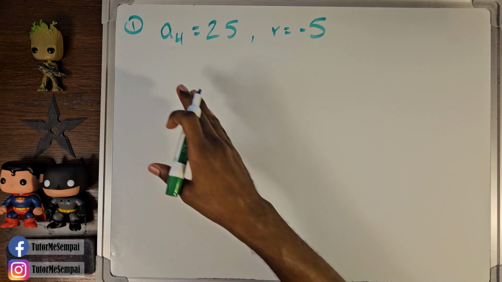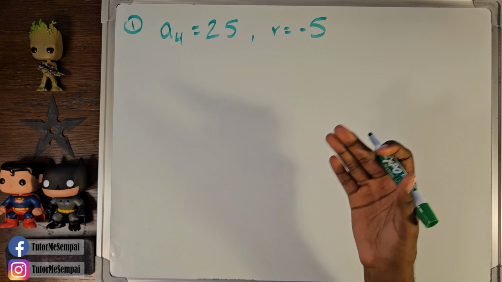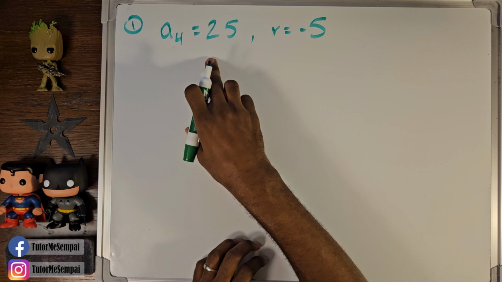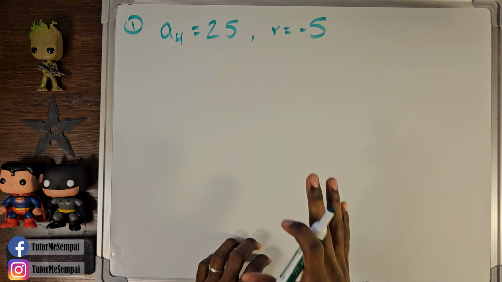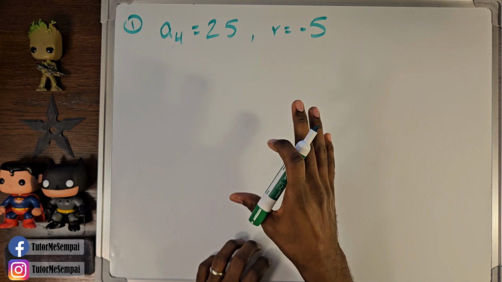So for this example, we see we have a sub 4, our 4th term of our sequence, equals 25, and our common ratio is -5. We want to find our explicit formula from this.